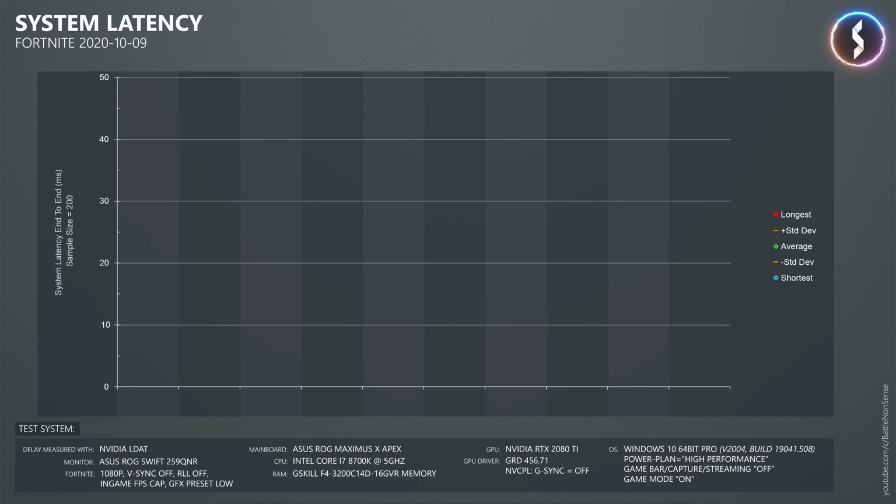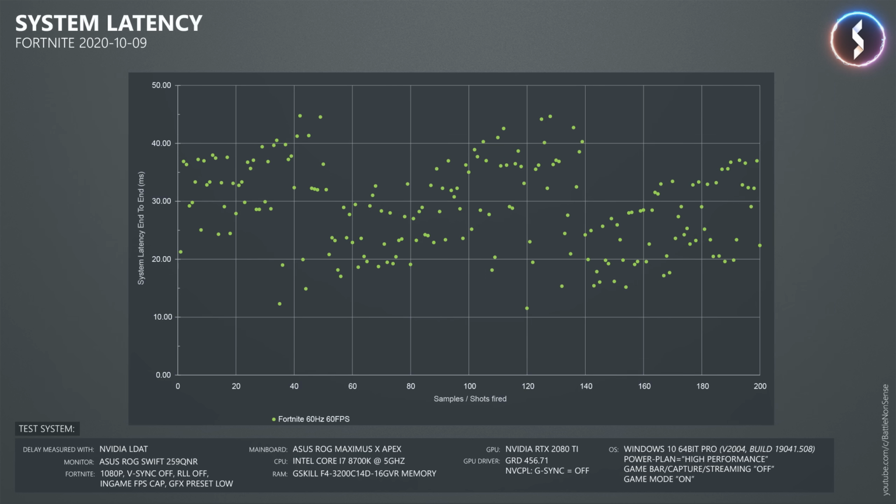So with a sample size of 200, a refresh rate of 60 Hz and the frame rate locked at 60 FPS, I measured a maximum delay of 44.7 milliseconds, an average delay of 28.9 milliseconds, and the minimum or shortest delay of 11.5 milliseconds. But when I show you the values of all 200 samples, then it gets clear that system latency is about more than just the longest, average, and shortest delays.